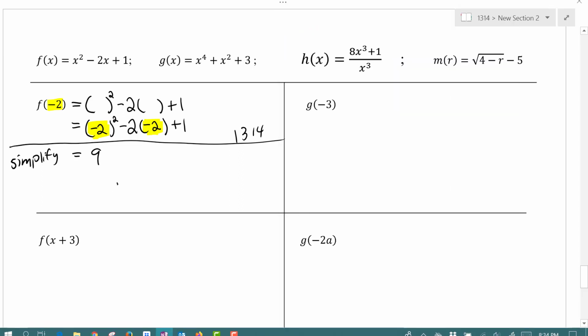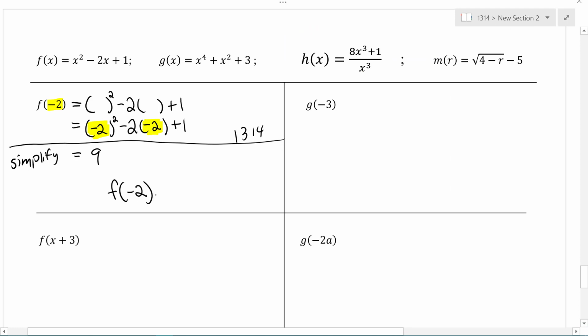Alright, so our final answer, we're going to write f of negative 2 is equal to a positive 9 as a result. Okay. G of negative 3. First thing I want you to think about is, what does G mean? G means to look at this equation only. Remember, if you take a negative 3 and plug it into all 4 and give me 4 different answers, that says I do not understand function notation. So make sure that you understand G there means only look at equation G.